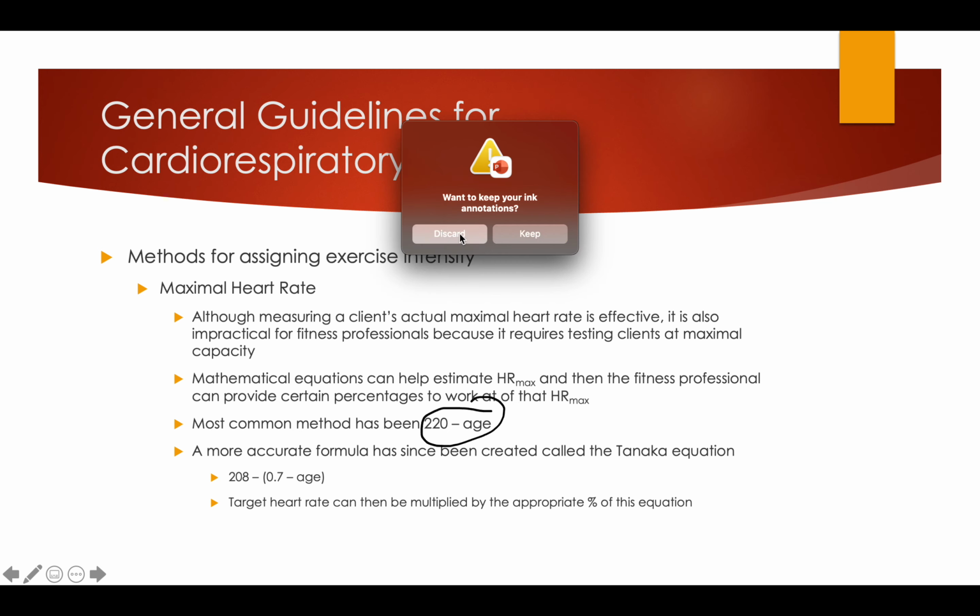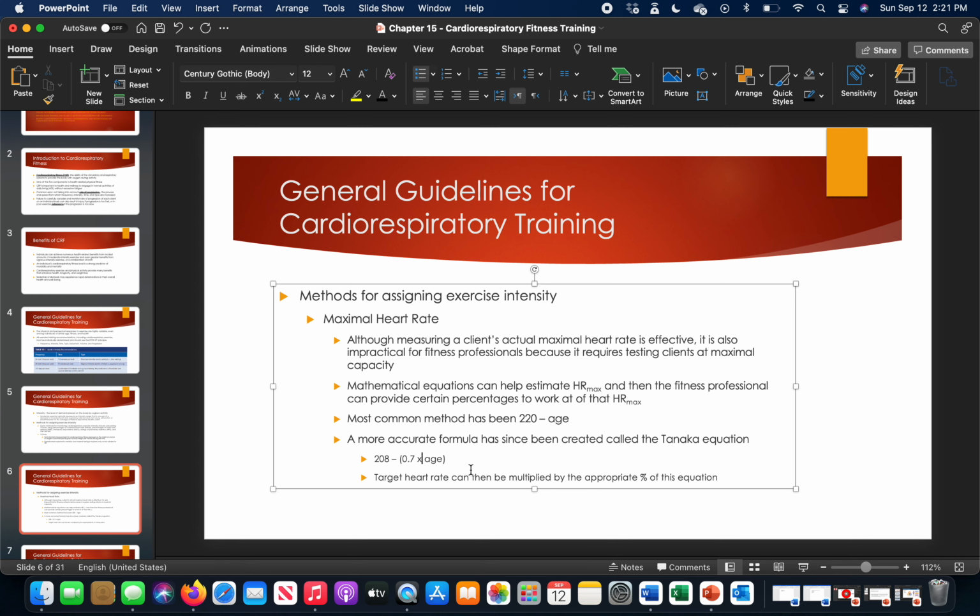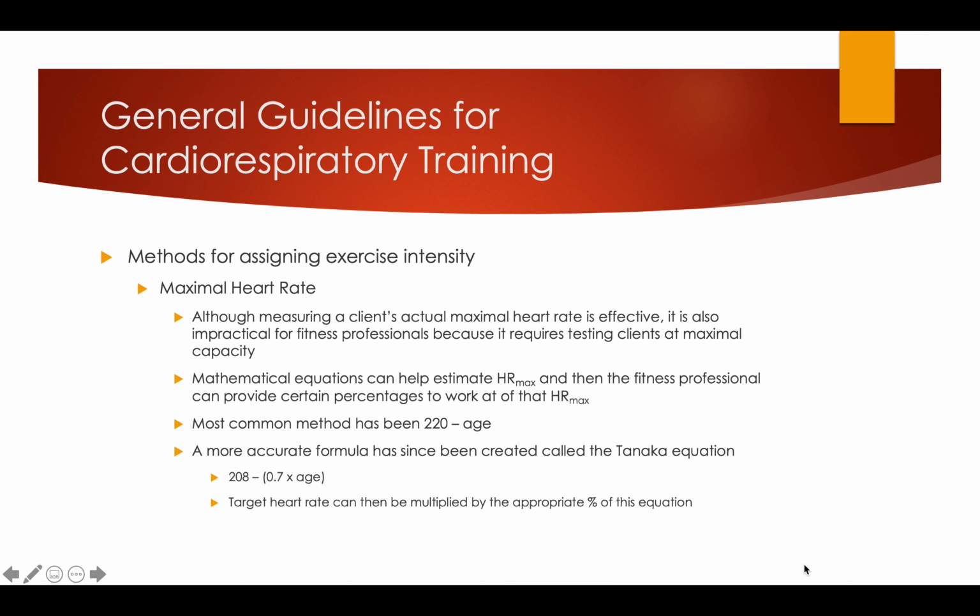So 0.7 times your age. If you're 20 years old, 0.7 times that is going to be 14. 208 minus 14, if we do some mental math there, is 194. So you can see that 194 is a little bit different than if it was 220 minus your age, which would be 20, it would be 200. A little bit different there, but taking your age into the equation is getting a little bit more of an accurate number, because you have some sort of parameter to go by.